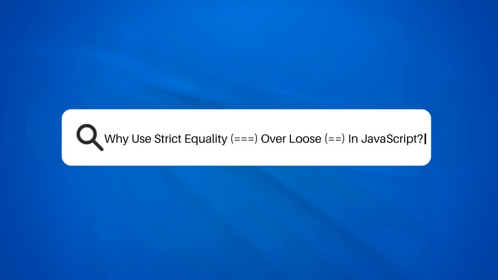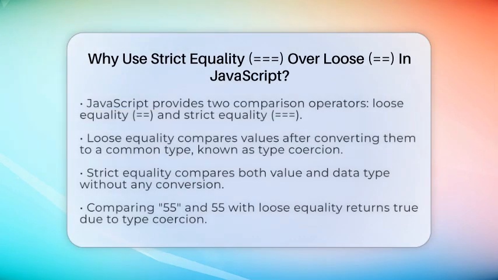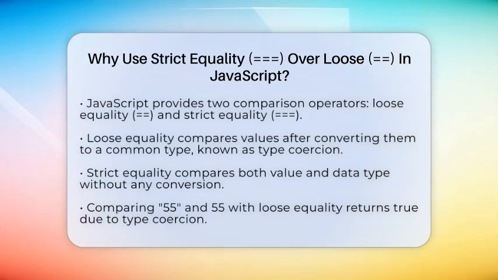Why use strict equality (===) over loose equality (==) in JavaScript? Imagine trying to compare apples and oranges and getting the same answer just because they look similar. That's what happens when you use loose equality in JavaScript. It can be confusing and lead to bugs. So, why do many programmers prefer strict equality?